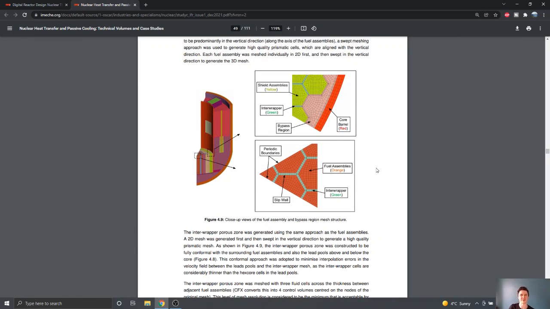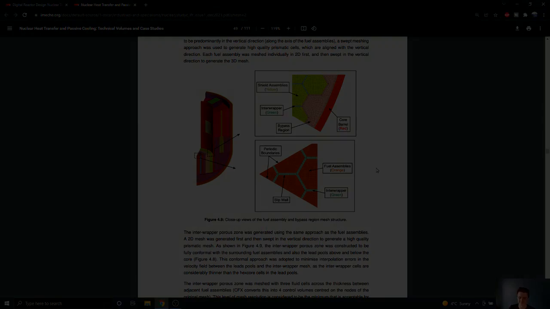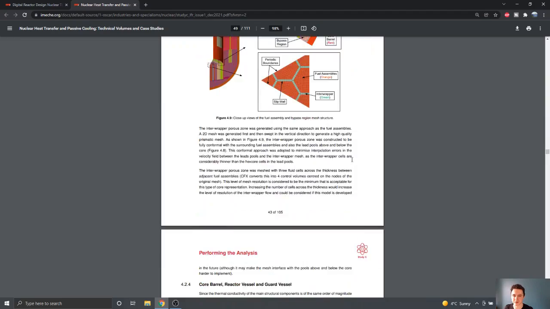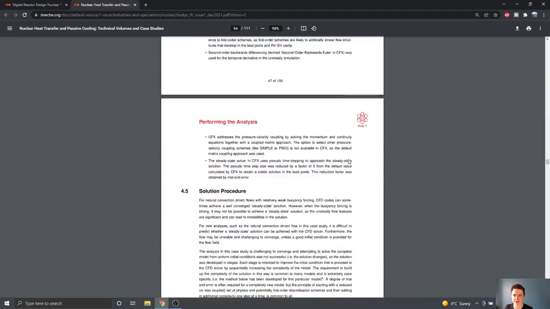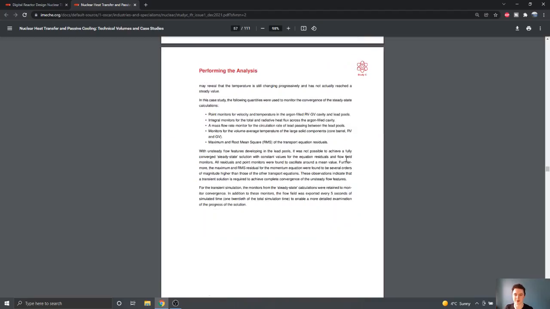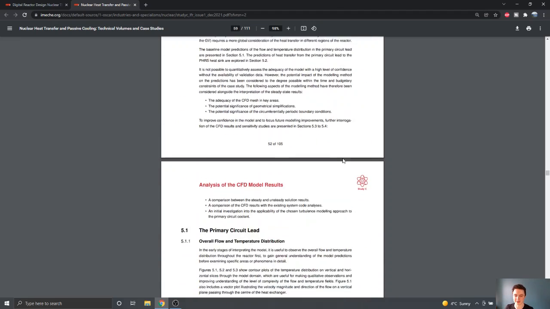Okay, so now we've finished looking at the meshing, let's dive in and look at the analysis itself. What I'm going to do is flick through to page 60 in the report, and that's where we're going to start looking at some results.